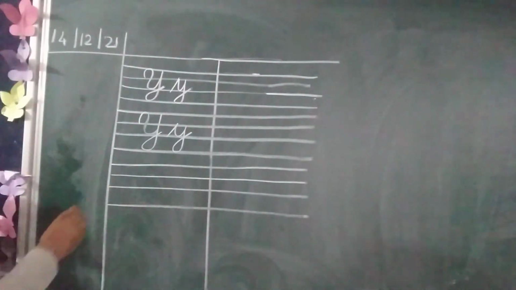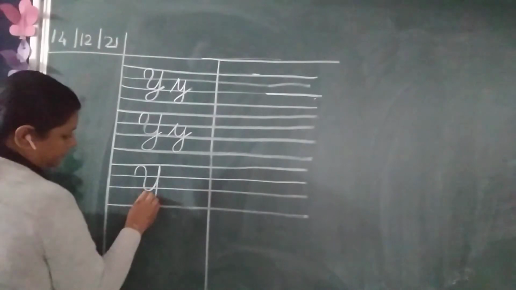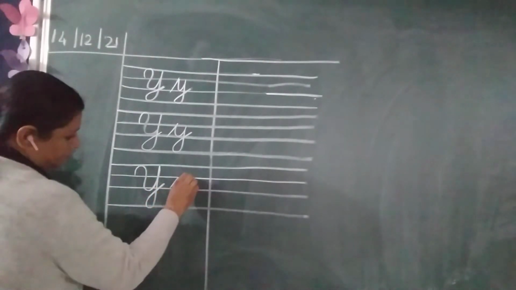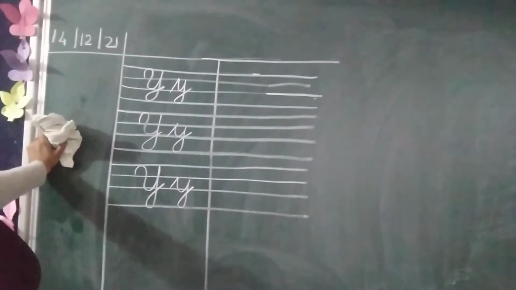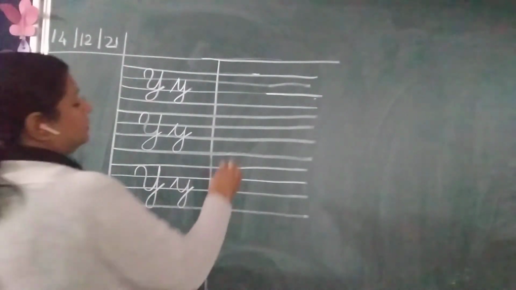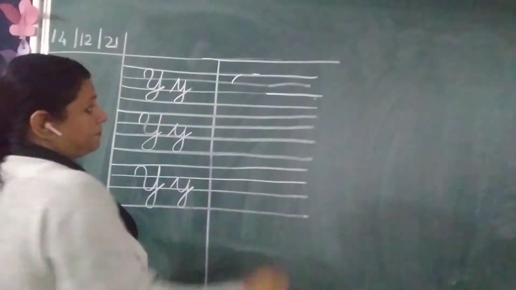We will write again. Yes. And now we are going to write Z for zebra also. Get a curve from second line to first line.